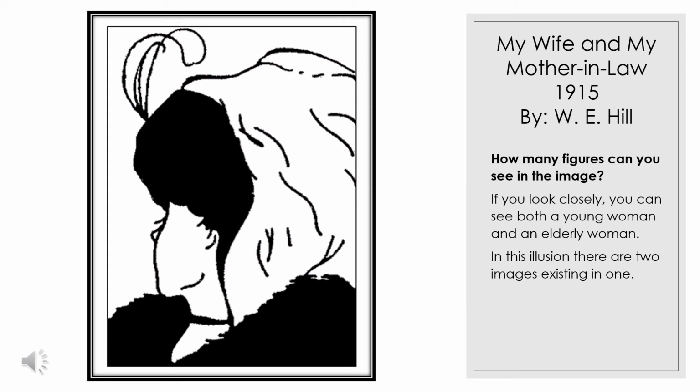My Wife and My Mother-in-Law, 1915, by W. E. Hill. How many figures can you see in the image? If you look closely, you can see both a young woman and an elderly woman. In this illusion, there are two images existing in one.